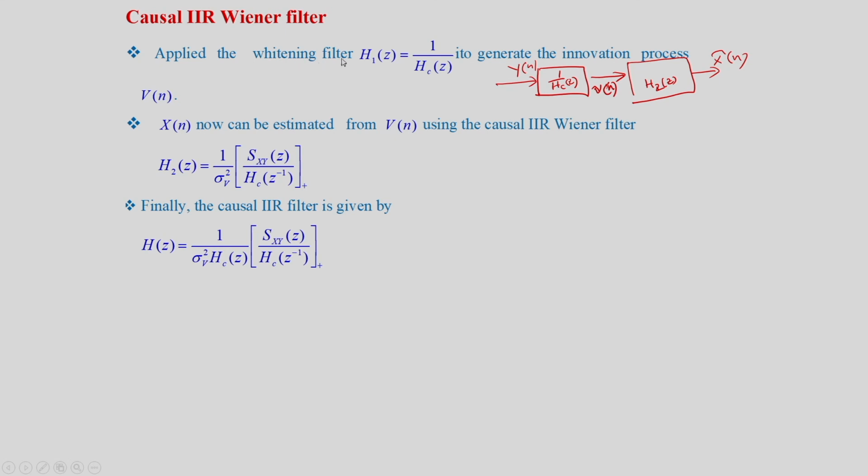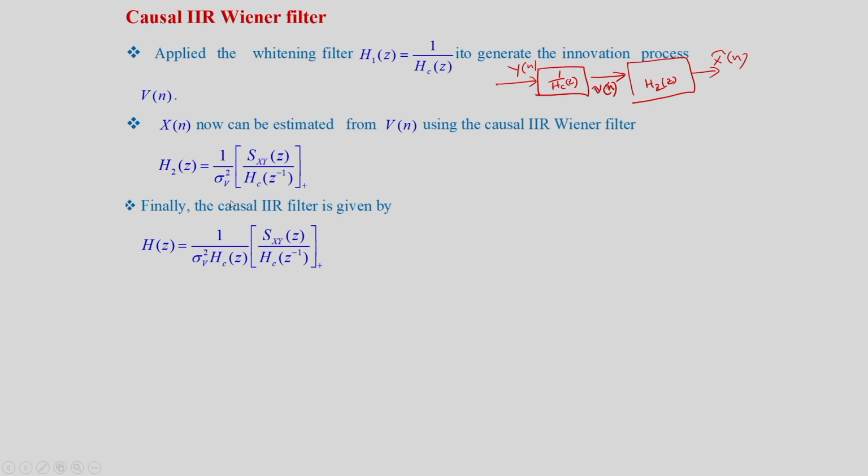So, spectral factorization gives the whitening filter H1(z) equal to 1 by Hc(z), and this generates the innovation sequence v[n] of variance sigma v square. And this innovation sequence is used to estimate x[n] from v[n]. So that way the transfer function of this filter H2(z), which is optimum, is given by this expression: 1 by sigma v square into the causal part of Sxy(z) divided by Hc(z inverse). So this is the Wiener estimator of x[n] from the v[n] sequence.